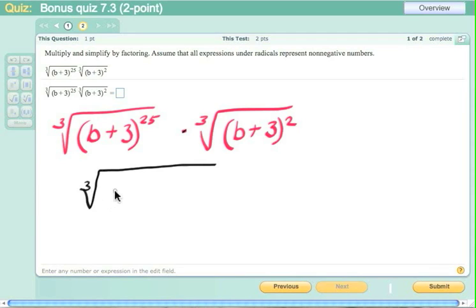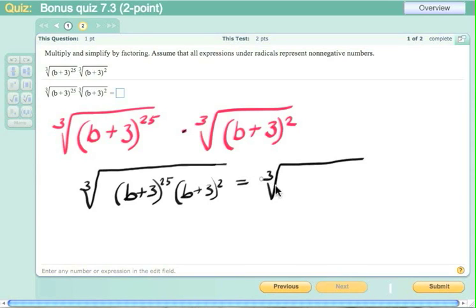Everything's going to be under a cube root, and since there's multiplication between them, there's going to be multiplication between this radicand and this radicand. And so we're going to have this situation here times b plus 3 to the 2nd power. And all of that is underneath this cube root. Now, inside here we have the same bases and we're multiplying, and so we can use the 1st law of exponents. That is, we can add those together. And if we do that, we get this cube root, and we're going to have b plus 3 to the 27th power.